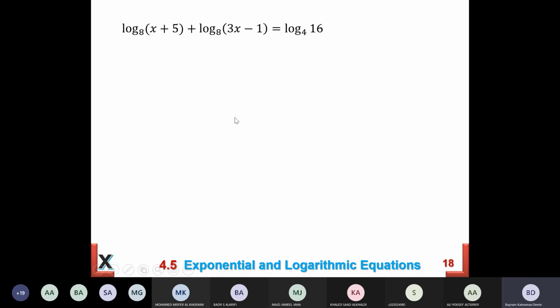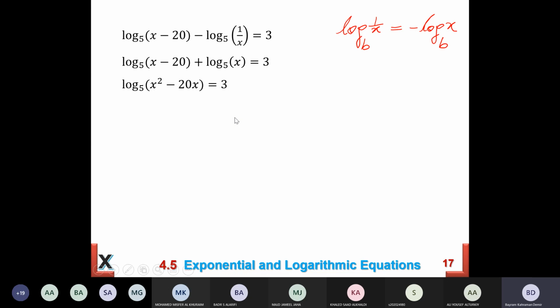So after that, Shabab, I'm sure you guys can easily follow the rest of the solution. x squared minus 20x will be equal to 5 to the power of 3, which is 125. Am I right? So you just need to solve this quadratic equation, and then after you solve it, please check your solution with the original equation, Shabab.